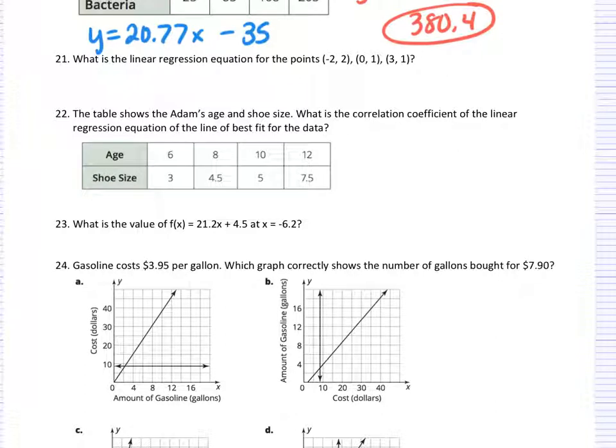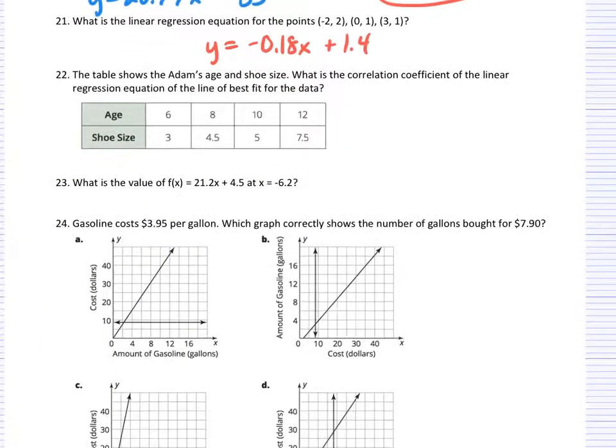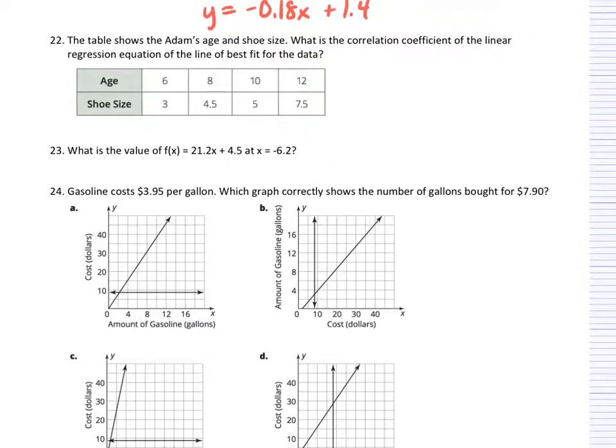Number 21, again, we're going to use the same steps to get the linear regression equation, and once I hit stat and type in all my numbers, I should get an answer of y equals, the slope is 0.18x plus 1.4. Number 22, now this is asking for the correlation coefficient, and if you remember, that's the r value. So we do the same steps we did before, except we don't look at the a or the b value or the r squared value. We look all the way to the bottom where it says r equals, and this time it should be 0.966.